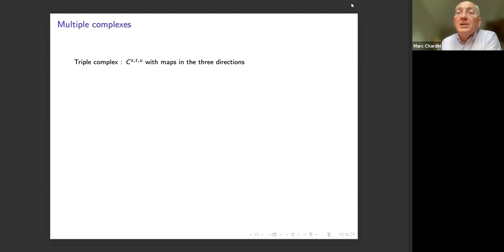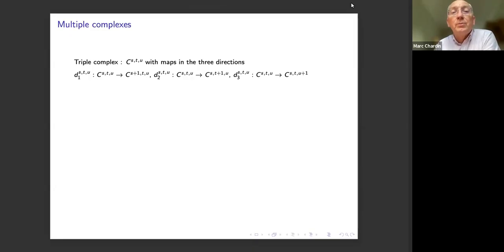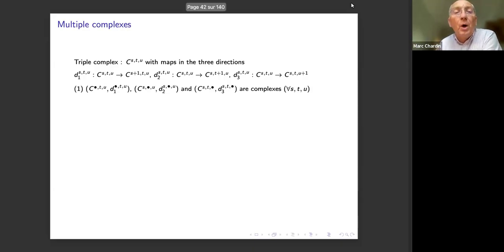I mean, a triple complex means that you have objects, modules typically, that have three indices, let's say S, T, U. From each of these you have three maps, each of which augments one of the degrees by one. So it goes from STU to S+1 TU, STU to ST+1 U, and STU to STU+1. So it will be indexed by these three, and the maps augment the degree by 1, as in cohomological convention.